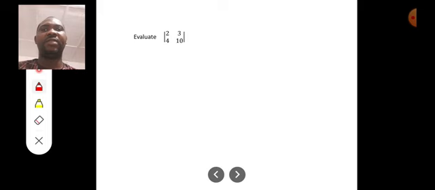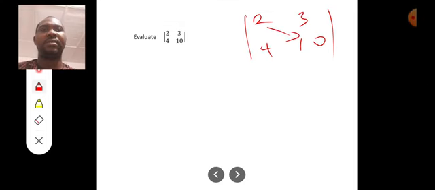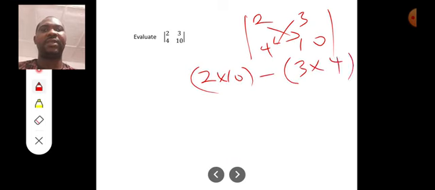Now we have to evaluate determinant of this. We are given [2, 3; 4, 10]. So the determinant will be 2 times 10 minus 3 times 4. 2 times 10 is 20, minus 3 times 4 is 12. That will give us 8. So the determinant of the matrix is 8.